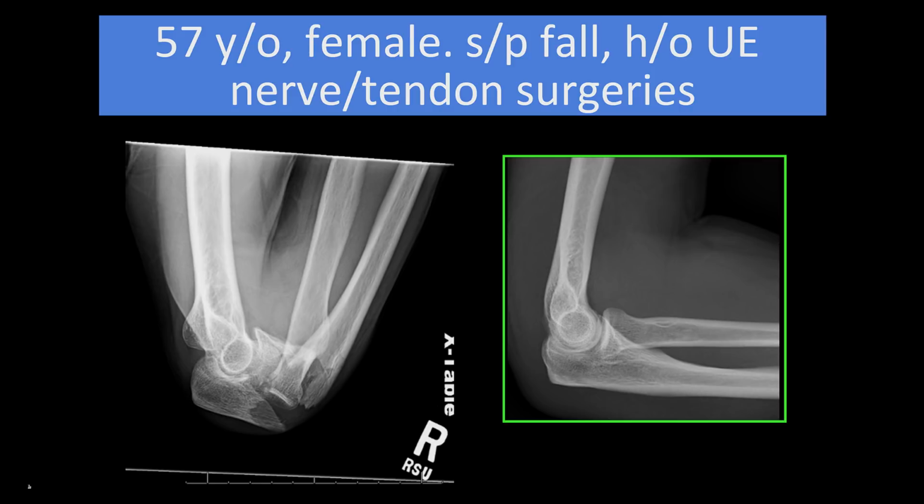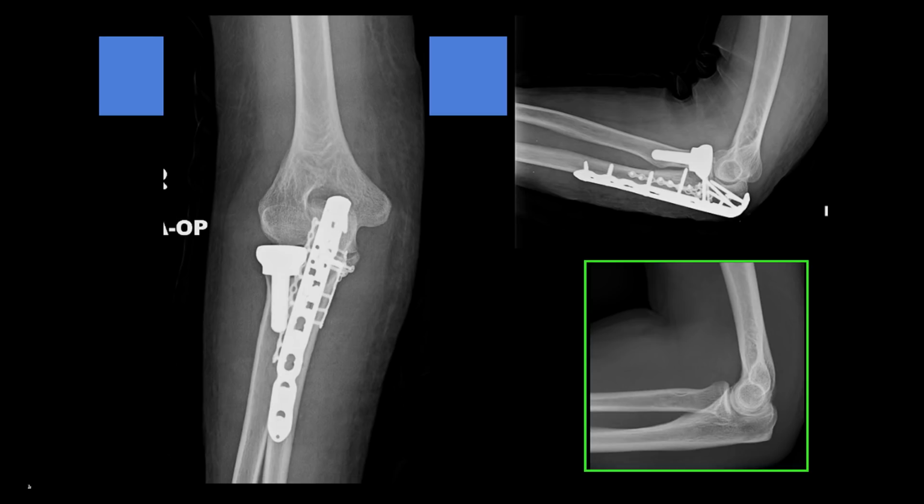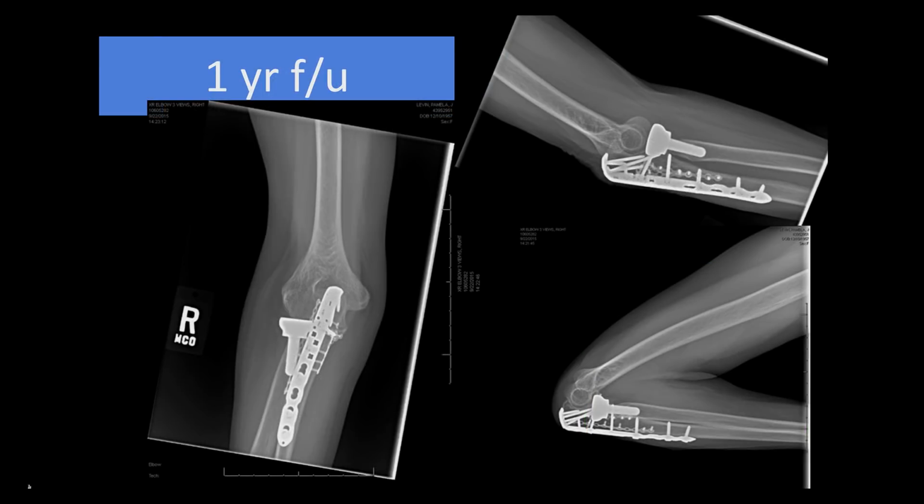This is very angulated and displaced compared to the normal. This patient actually needed a radial head replacement because their elbow was dislocating, which I found out during surgery. It needed a longer plate and a lot of mini plates and screws. This is the one-year follow-up.